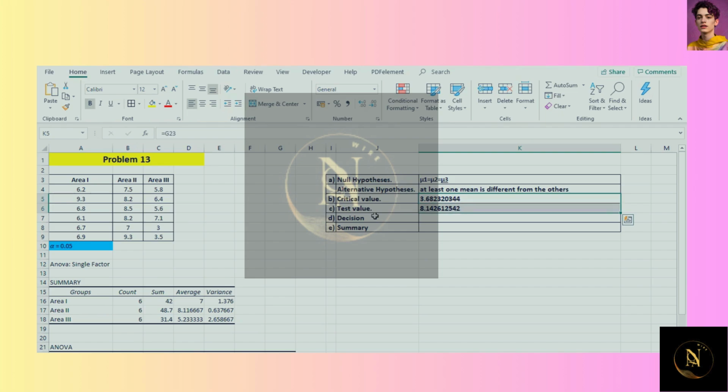Good. So now with these 2 values, with the critical value and the test value, we can make a decision to reject the null hypothesis or fail to reject the null hypothesis. And in this case, because the test value is greater than the critical value, the test value will be within the critical region. And this leads us to making the decision to reject the null hypothesis.